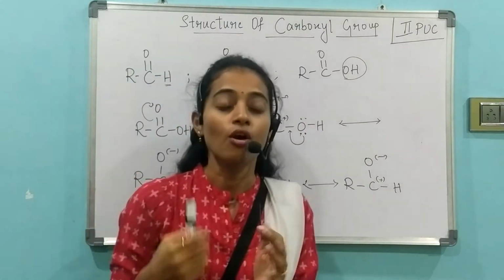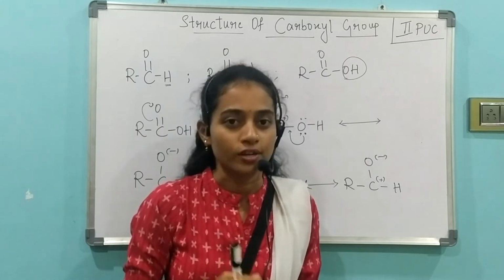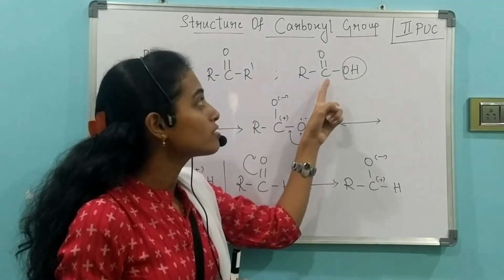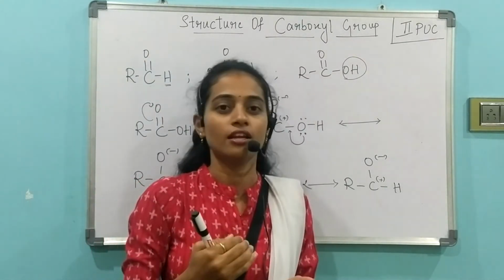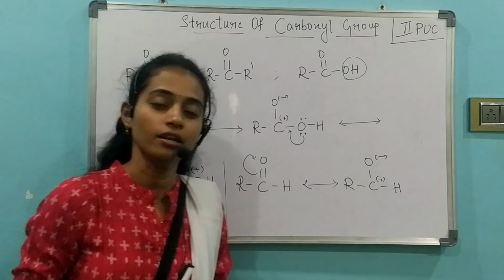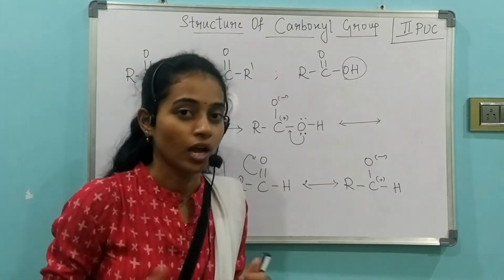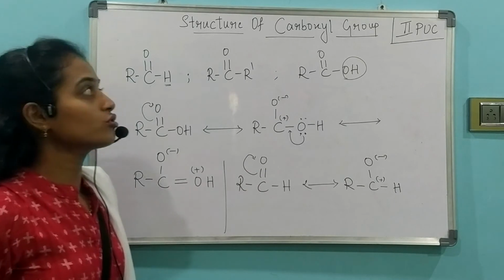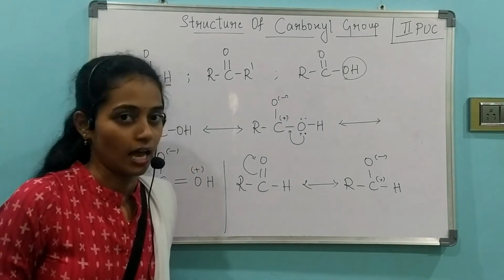The reason is because of the possible resonance structures in the carboxyl group, the carbon in the carboxyl group is less electrophilic in nature than the carbonyl compounds. I hope the concept is clear. So we'll go for the next one, that is preparation of carboxylic acid.